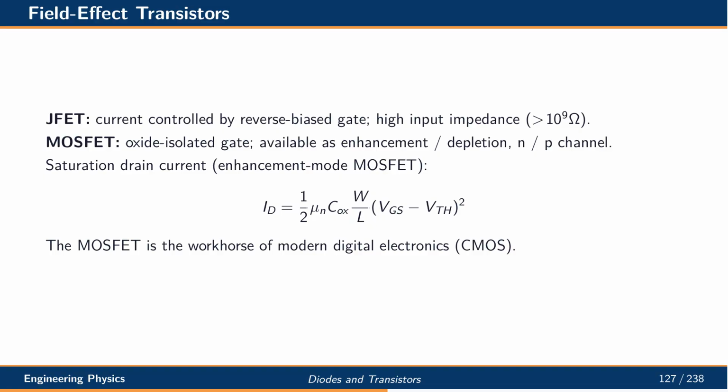Field effect transistors are voltage-controlled devices. The junction FET has a reverse-biased gate and offers extremely high input impedance. The MOSFET has an oxide-isolated gate and comes in enhancement or depletion mode, N-channel or P-channel. The drain current in saturation is a quadratic function of the gate voltage minus the threshold voltage. MOSFETs are the building blocks of modern digital electronics, especially in complementary MOS.